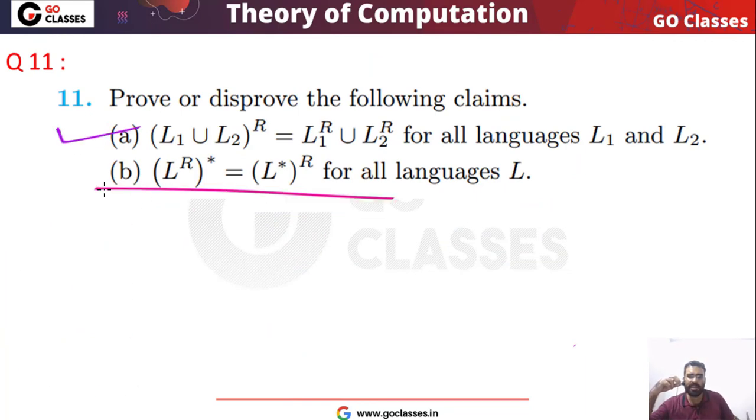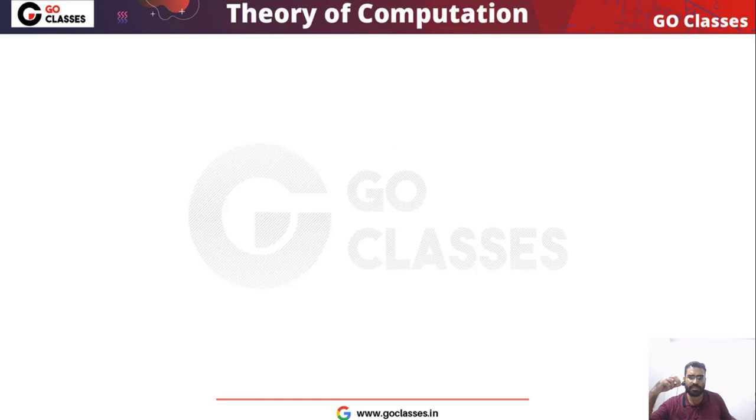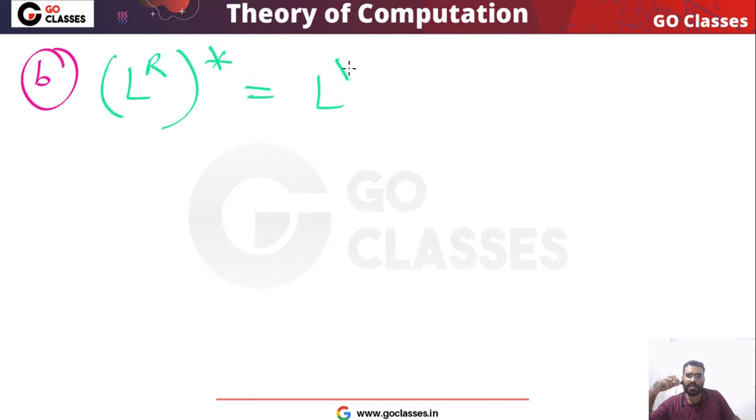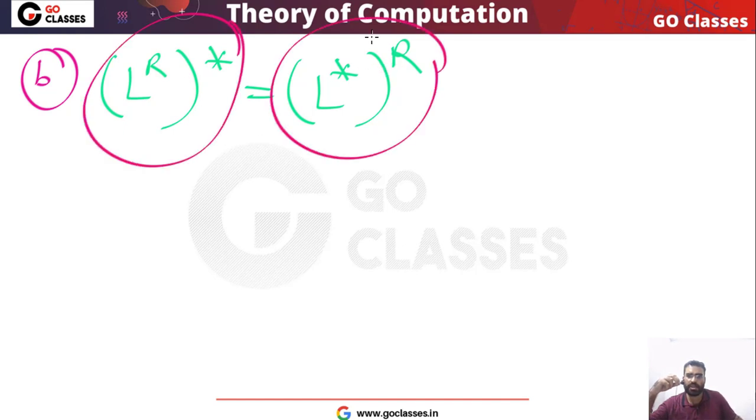Now similarly, you can prove part B, that is L reverse star is equal to L star reverse. Let me prove it. This is saying that L reverse whole star is equal to L star whole reverse. So let's see how to prove it. Again the same thing: first I will prove that every string here is also here, and then I will prove that every string here is also here.